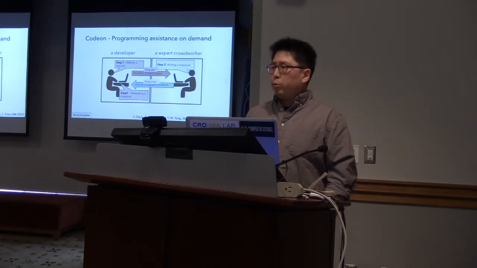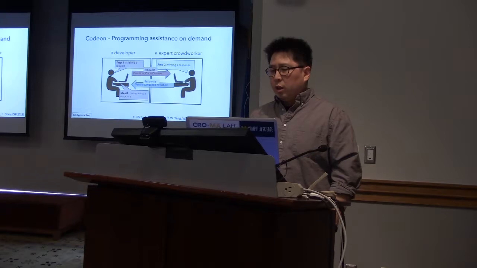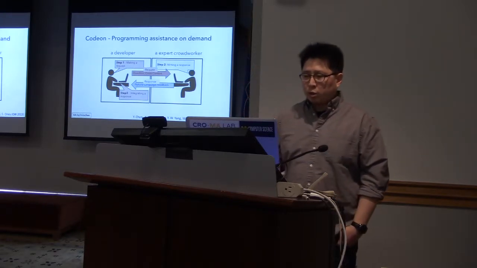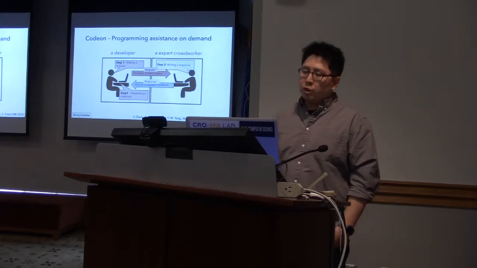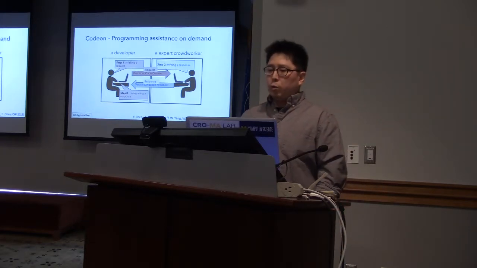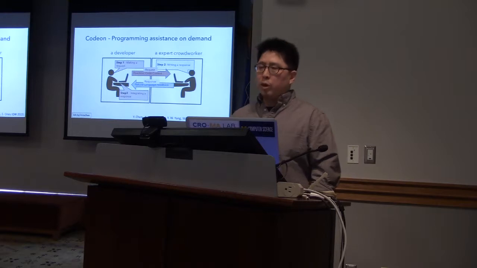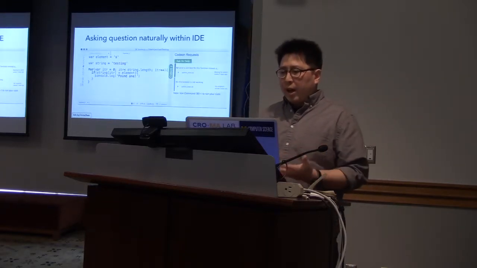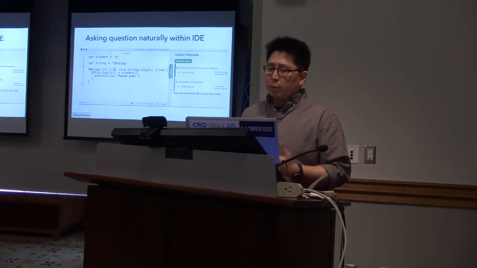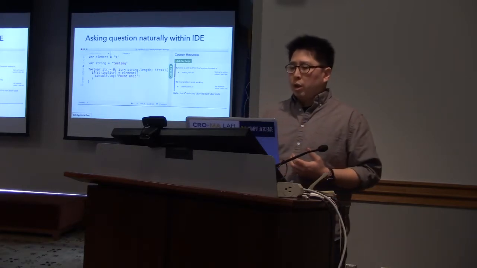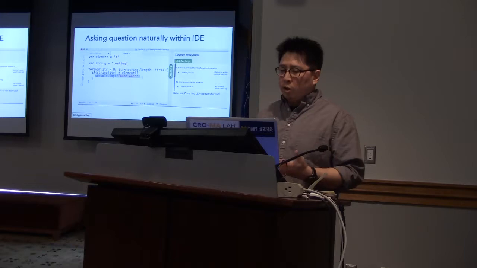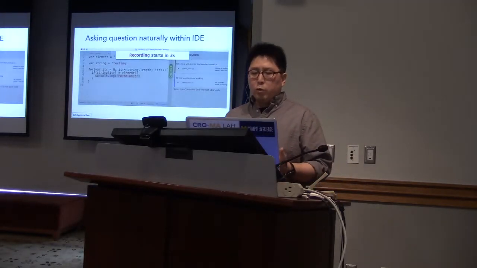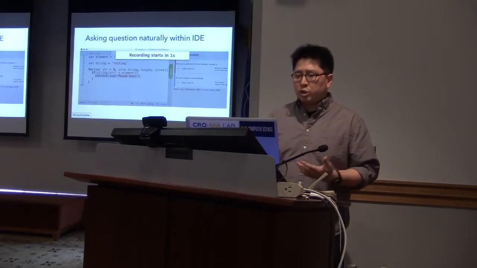Codon is designed to support asynchronous question asking, the sequence of which is the same as Stack Overflow. Like, you first ask a question, and an online helper composes a response, and then the developer will see the response coming from the helper and modify the code. However, in Codon, asking a question is as natural as speaking to your colleague right next to you. It is built as a plug-in program of a widely used code editor called Atom.io. So if you have a question, you can simply press the button and speak to the system.